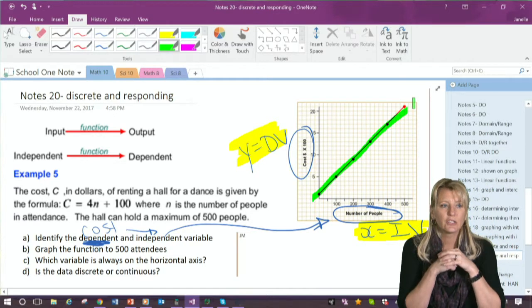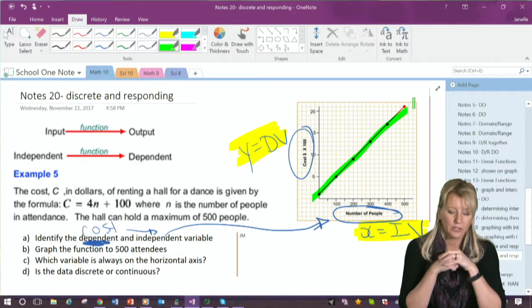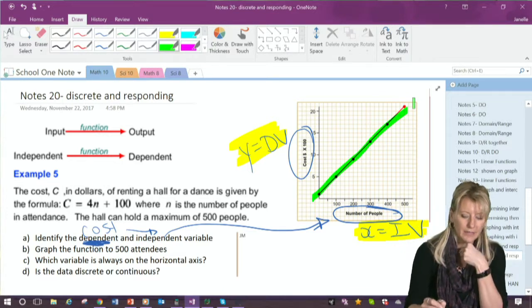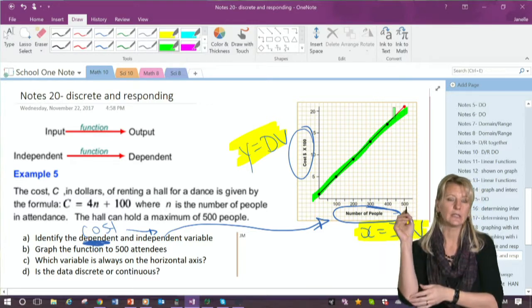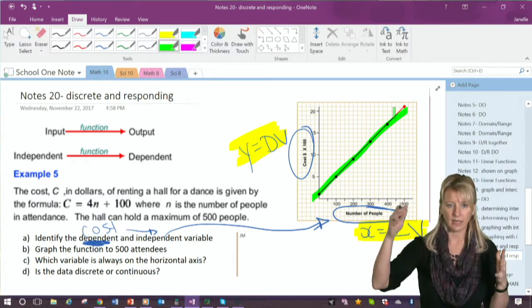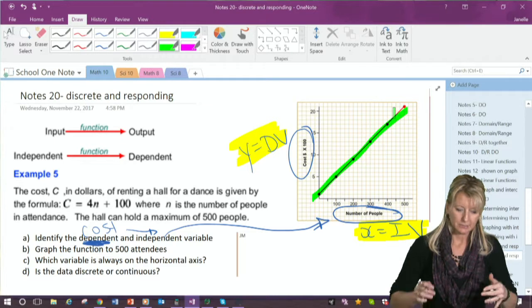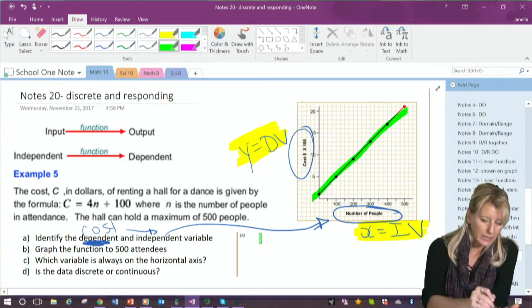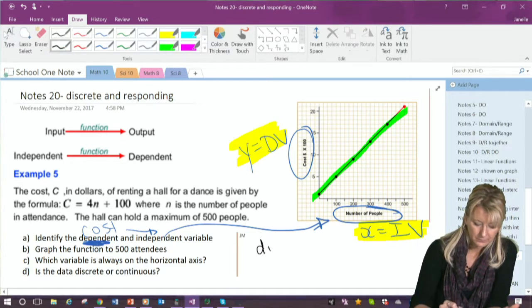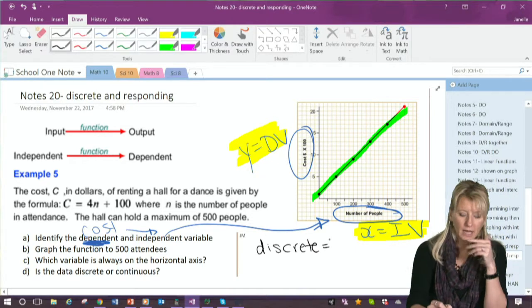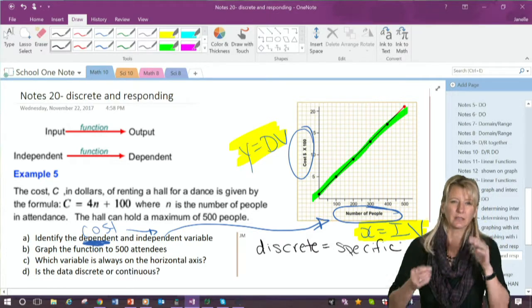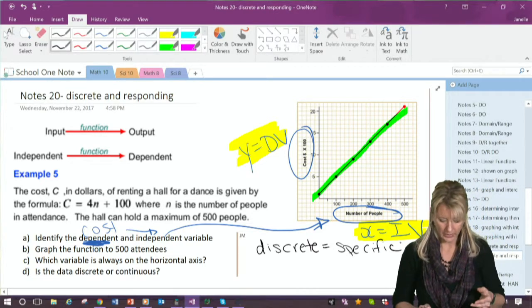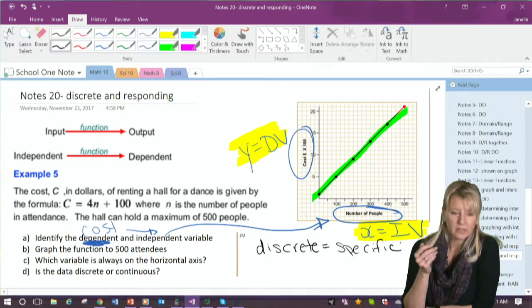So now the question is, is this discrete or continuous? Please ignore the fact that there is a straight line. The reason there's just a straight line drawn through it is to connect the points and see how it works. But discrete basically means it has to be specific. I'm going to try to put it into words that make sense for you guys. So it means it has to be specific.